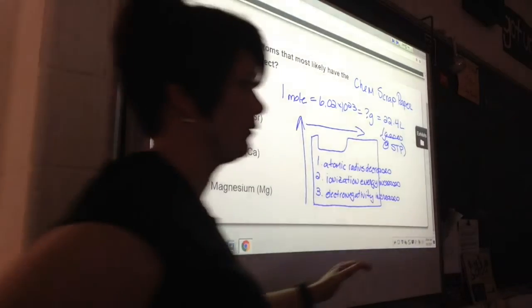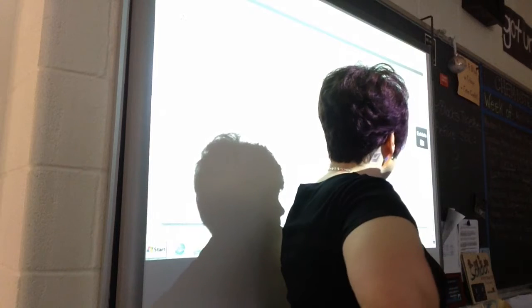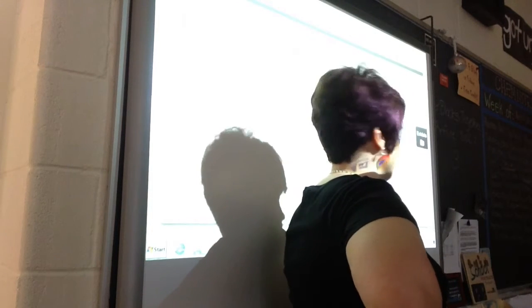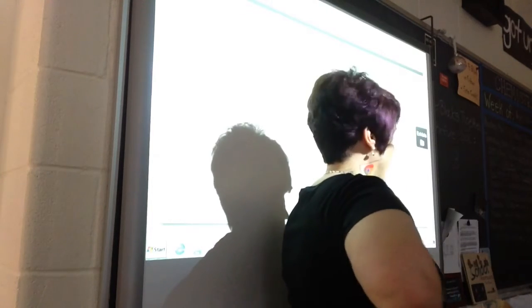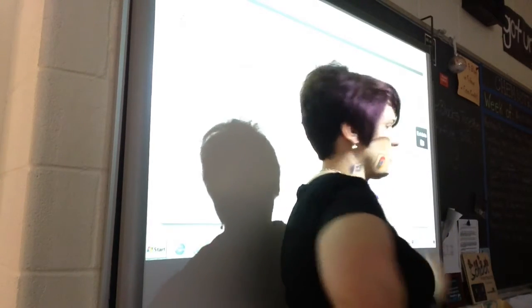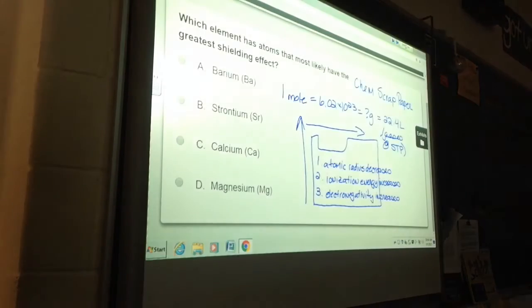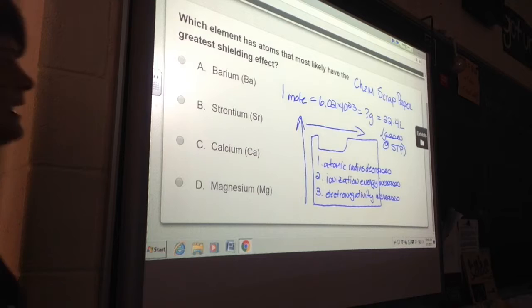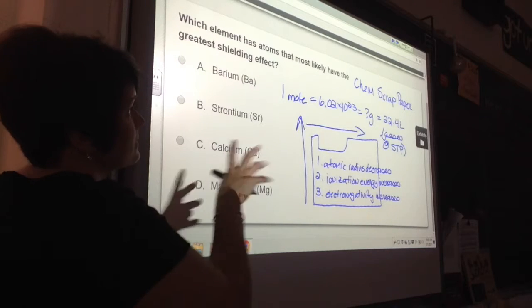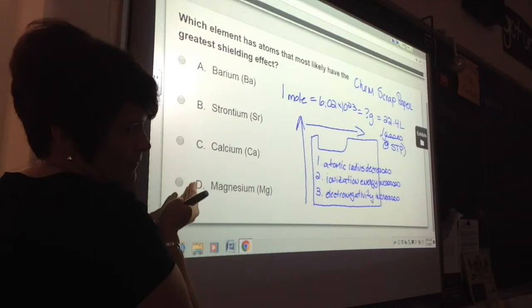Remember, the consonants go together. Radius decreases. Ionization energy increases. All vowels. Electronegativity increases. All vowels. Yes? And you got to remember, up and left, right. Okay? Now, that brings us to this particular question.